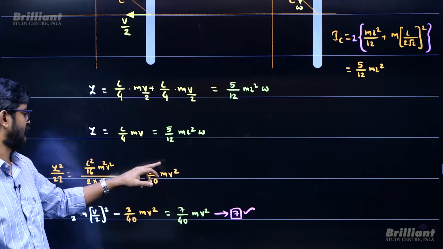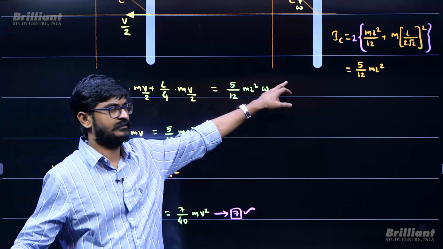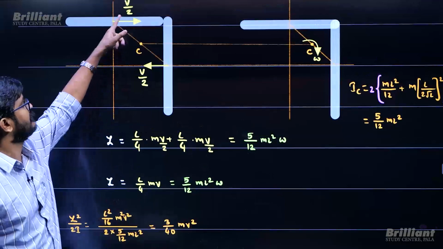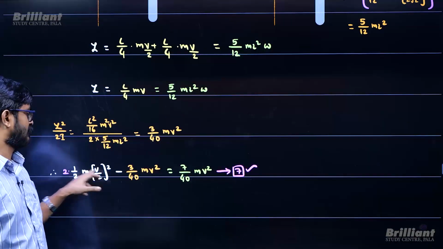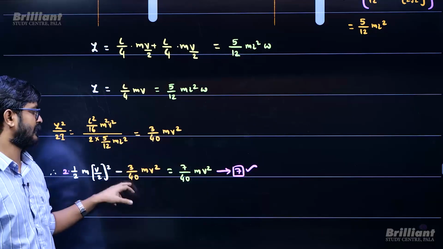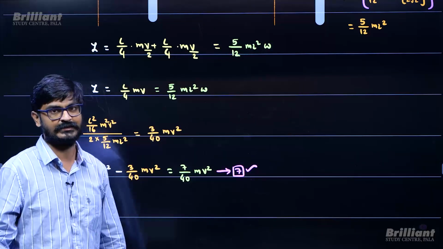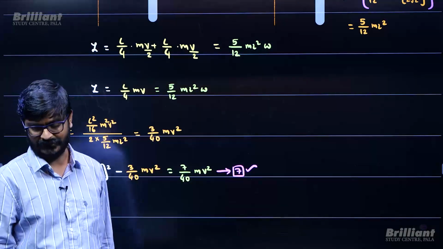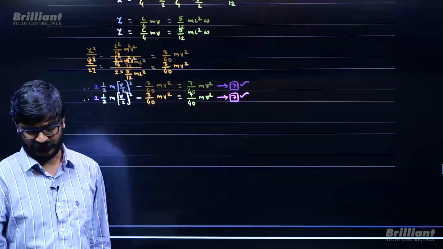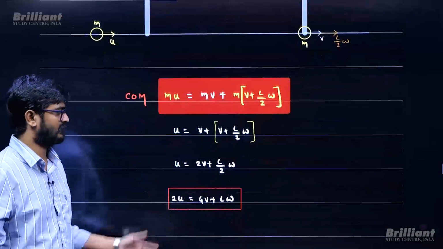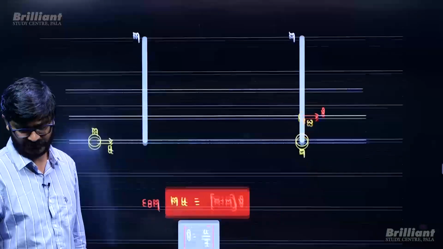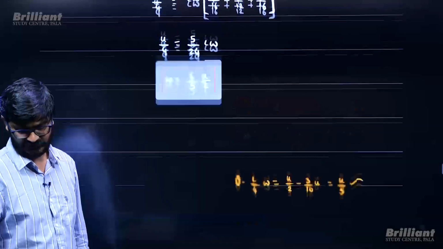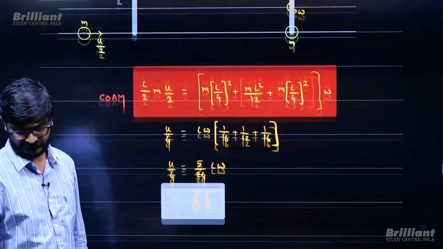The old kinetic energy is how much? Half mv by 2 square, half mv by 2 square. This is the old kinetic energy, and this is the new kinetic energy. This is the loss which will go as heat, and the heat loss will be the same in any frame, right? And yes, this question will be there in the doubt section: conservation of angular momentum in inelastic collision, perfectly inelastic collision.